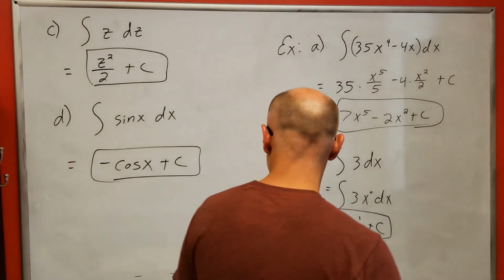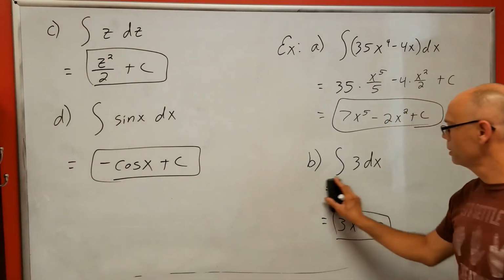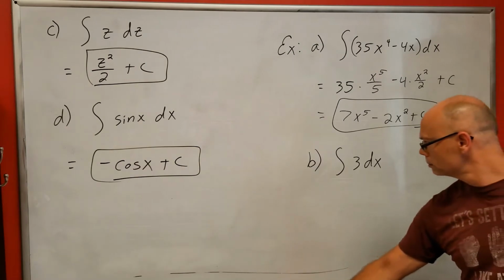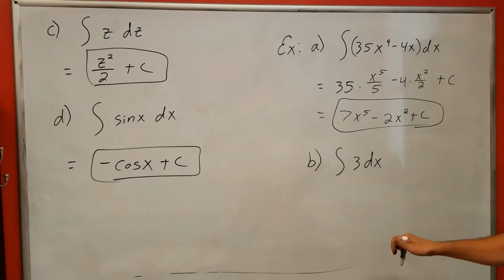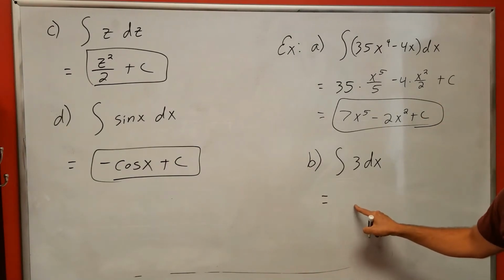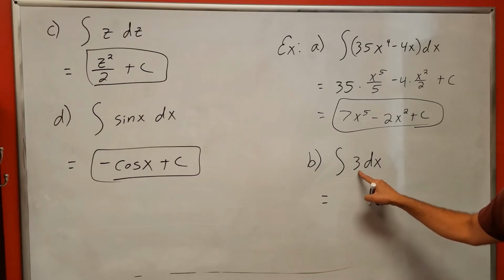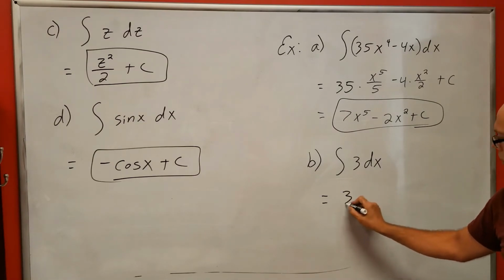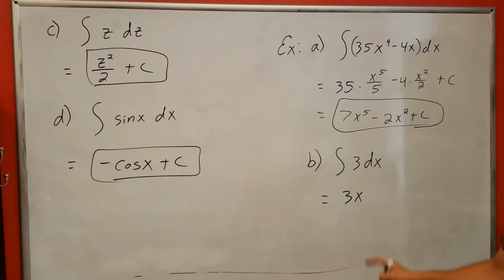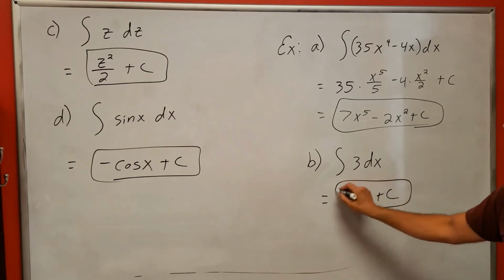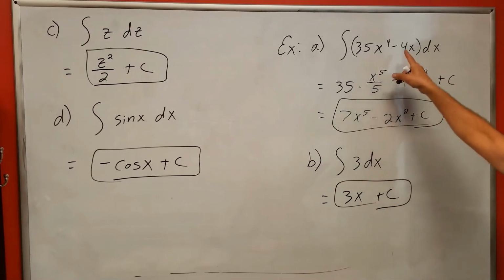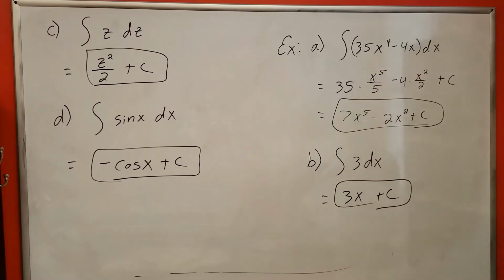Couldn't we have really done that over here, actually? In other words, I'm looking for, what do I take the derivative of to give me 3? Wouldn't that be 3x? Take the derivative of that, gives you 3, right? But you need your constant. Actually, I could have done it here, too. It would have been a little more complicated, but I could have done it there.